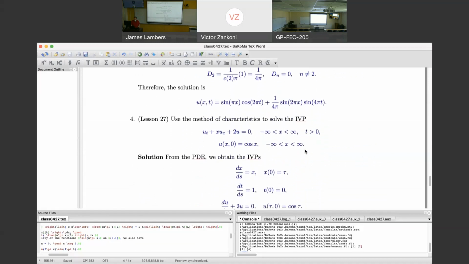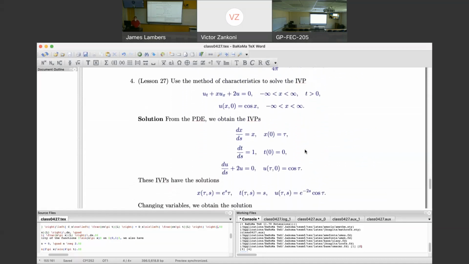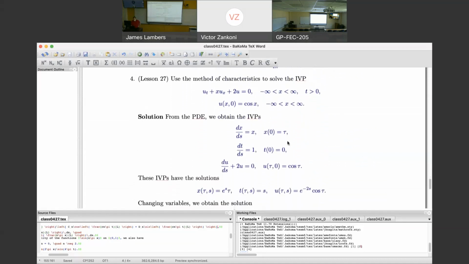All right, this is the last of the older problems. You saw one like this in the second test. Method of characteristics for a first order linear PDE defined on the entire line with this initial condition. So I use the method of characteristics. The coefficient of du/dx is set equal to dx/ds. This is your ODE for x.